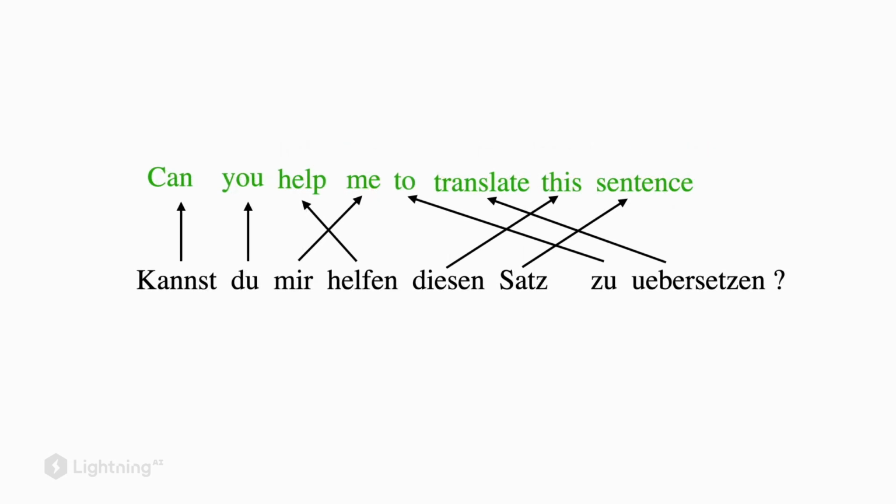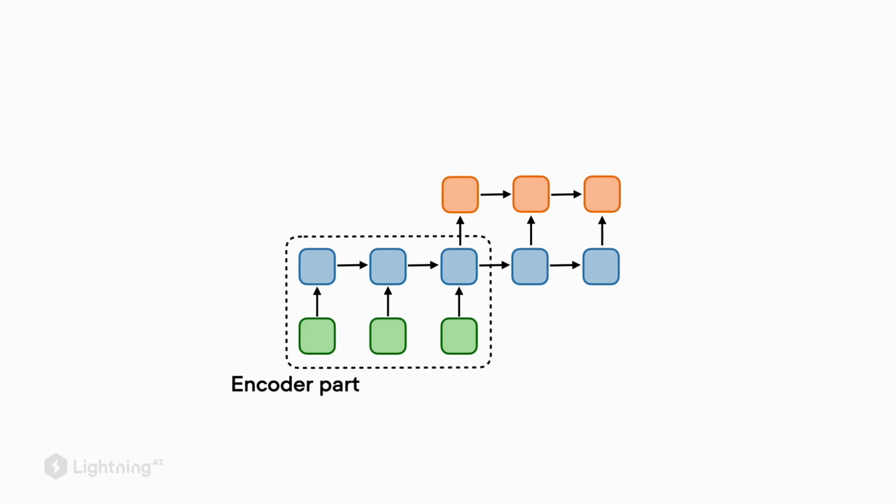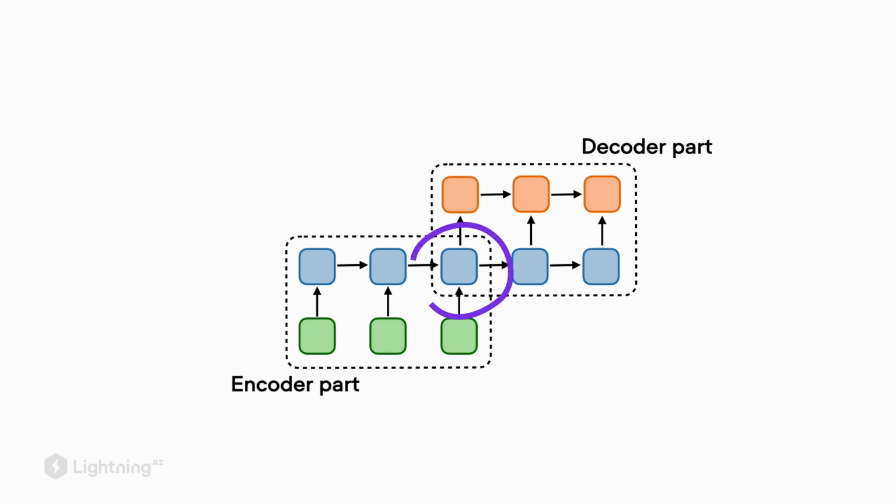We have to read it first, understand it, and then create the translation. And in a similar sense, the recurrent neural network has to process the sentence first and then generate the output sentence. So we can think of the recurrent neural network here as two parts. We have the encoder part, which reads in the sentence, and then we have the decoder part, which generates the translated sentence. Yeah, and we can see the bottleneck here.